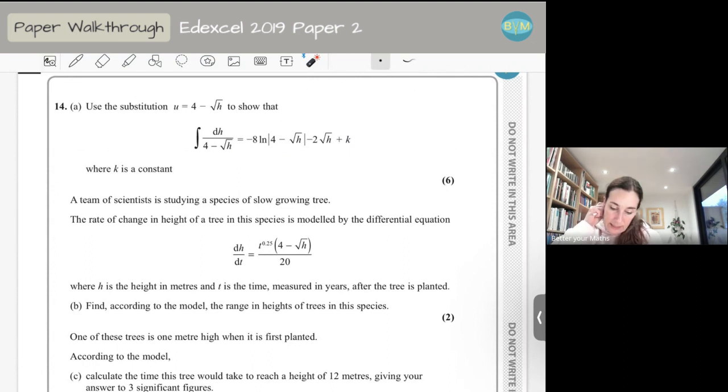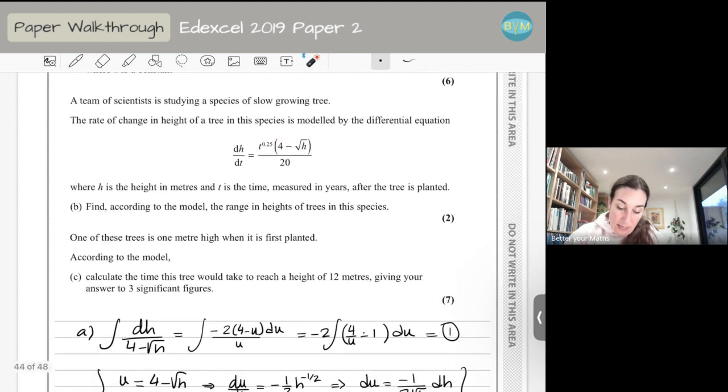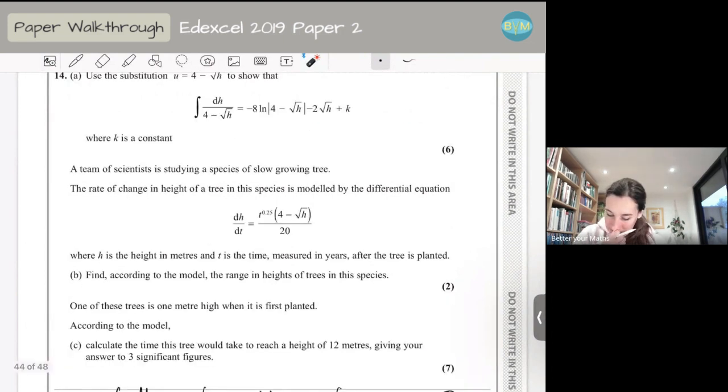Then a team of scientists is studying a species of slow-growing tree. The rate of change in height of the tree in this species is modeled by this differential equation, where h is the height in meters and t is the time measured in years after the tree is planted. Find, according to the model, the range of heights of trees in this species. This is a bit of an easy question when you know what you have to do, but if not, maybe you think, wow, how am I going to get the range? I don't have any information. I don't have the limits of any of the values.